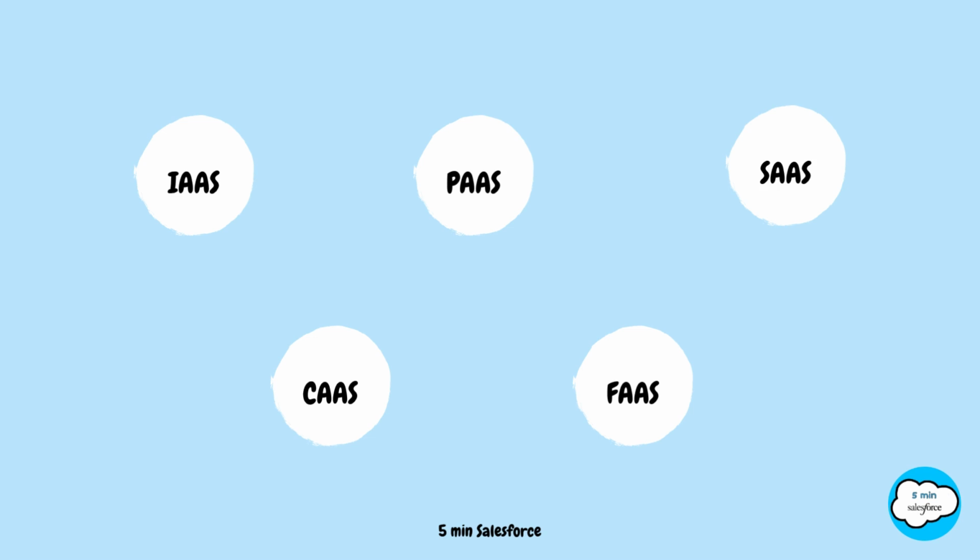And then we have function as a service. This is even more specific. It lets you run small pieces of code in response to events without worrying about servers at all. And then at last we have SaaS, which is software as a service. It is where you get full applications that are ready to use. You don't even need to install anything or worry about updates. The cloud provider handles it all.